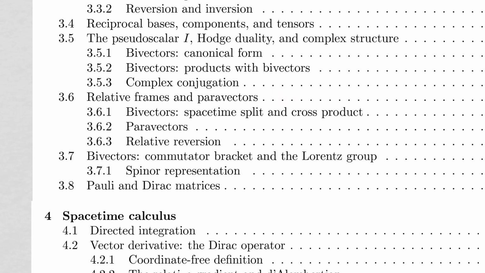Gamma 0 has a unique role in all of this stuff because it is the only space or time-like basis vector, but it also really defines the observer's inertial reference frame. So this whole notion of paravectors, relative reversion, and the space-time split, big deal. And it's a form of duality. So it's the second form of the duality. Hodge duality is one form of duality, and this space-time split depends on a second duality that we'll talk about.